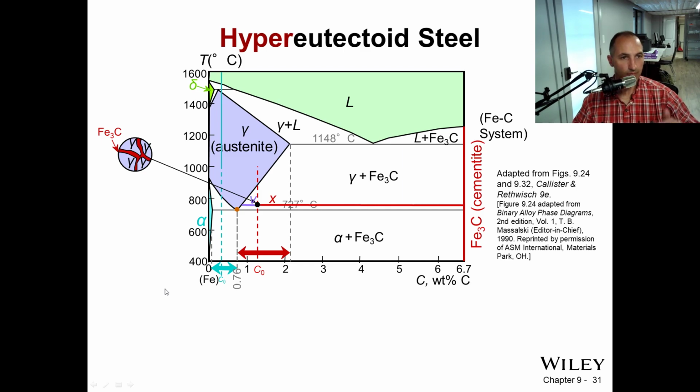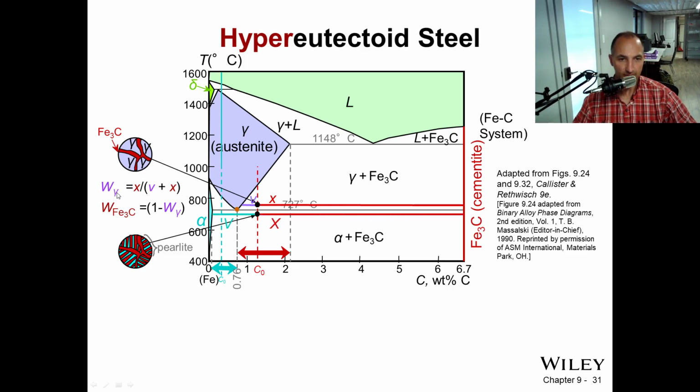So the weight percent of the iron carbide is just the X over V plus X. That's the weight percent of the alpha. Remember, it's the opposite line. The weight percent of alpha is X over V plus X. And then 1 minus that is the weight percent of iron carbide. So the weight percent of the austenite ends up becoming the weight percent of the perlite. Same.